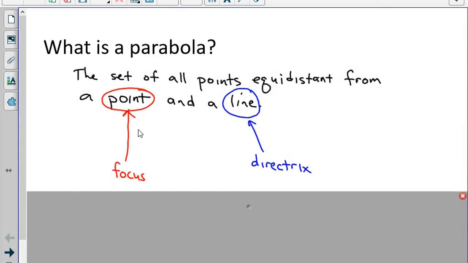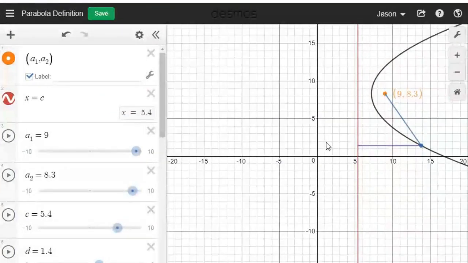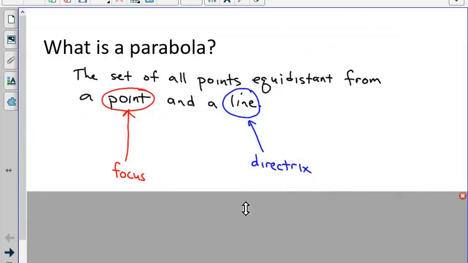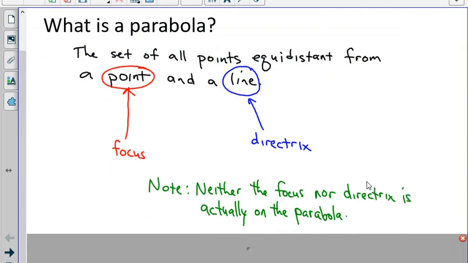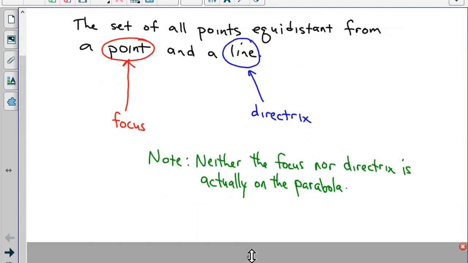The orange point in our diagram is called the focus, and the red line in our diagram is called the directrix. So if we go back and look at that again, the red line is called the directrix, the orange point is called the focus. Note that neither the focus nor the directrix is actually on the parabola. So that's important to be aware of.